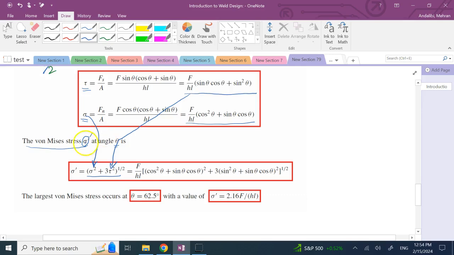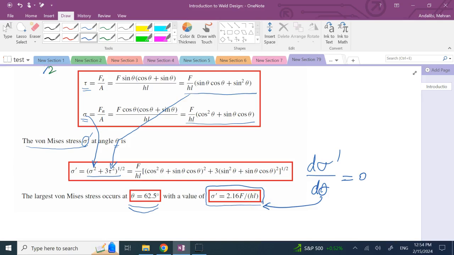Now, at what angle is this sigma prime going to be maximum? For that, you need to take the derivative of this function with respect to theta and set it equal to 0. If you do so, you'll find that at an angle of 62.5 degrees, the maximum of sigma prime is going to be 2.16 F over HL. This is going to be your maximum distortion stress, sigma prime.